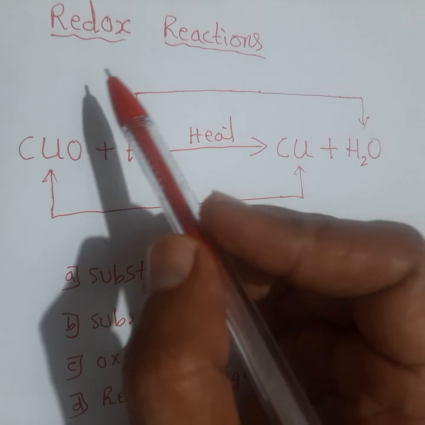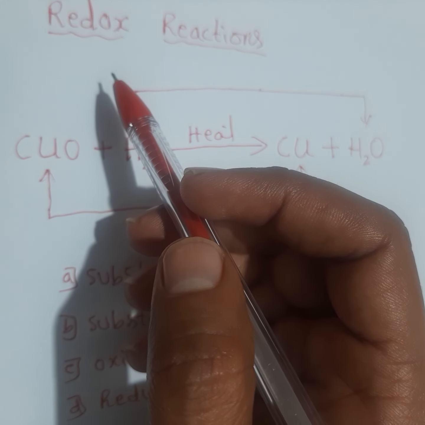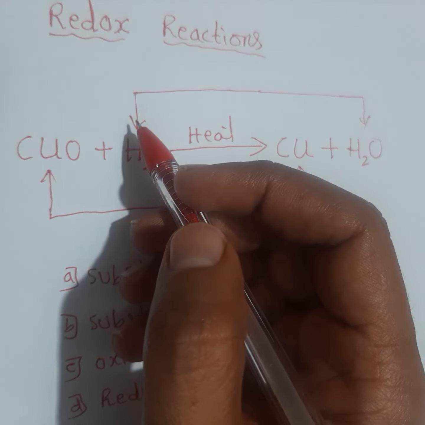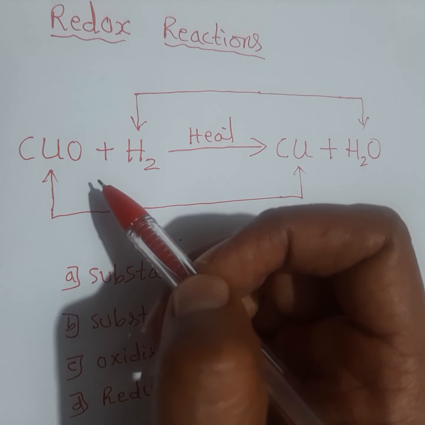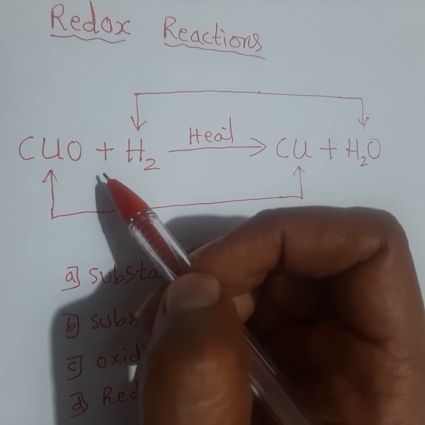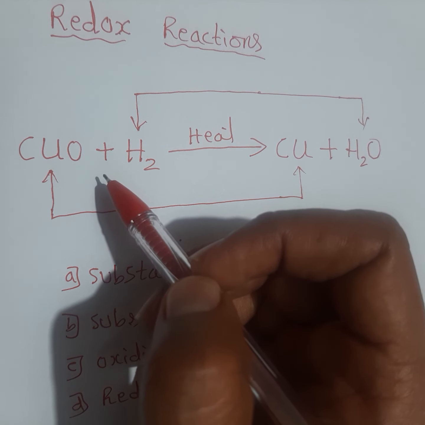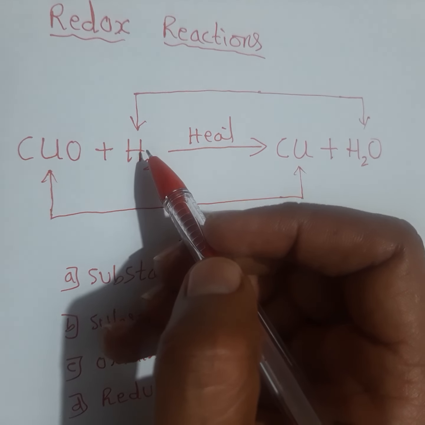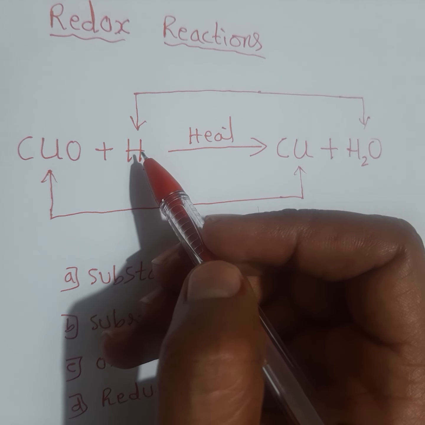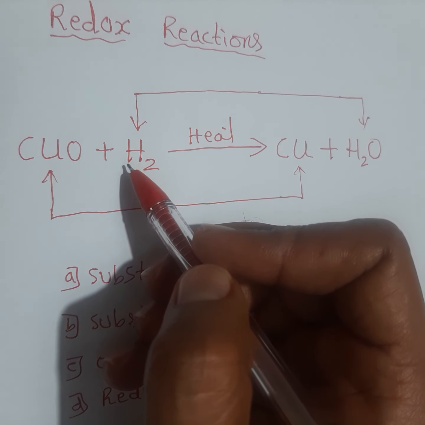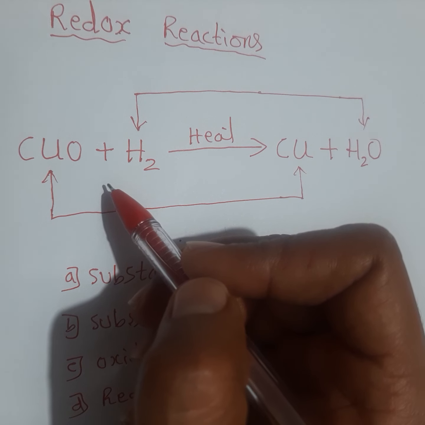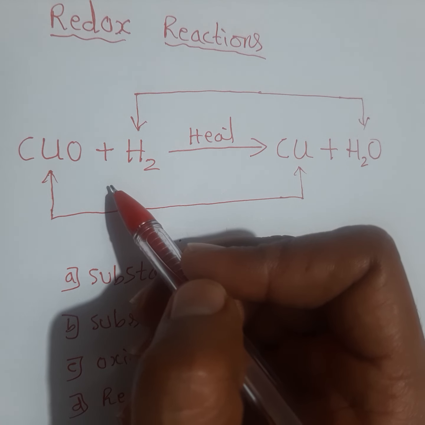In today's class, we are going to learn about redox reactions. In the last class, we learned about oxidation and reduction reactions. So what is a redox reaction? The definition is very simple. It's a type of reaction in which one reactant gets oxidized while the other gets reduced. Such reactions are called oxidation reduction reactions or redox reactions. In other words, if oxidation and reduction take place simultaneously in a chemical reaction, such reactions are called redox reactions.